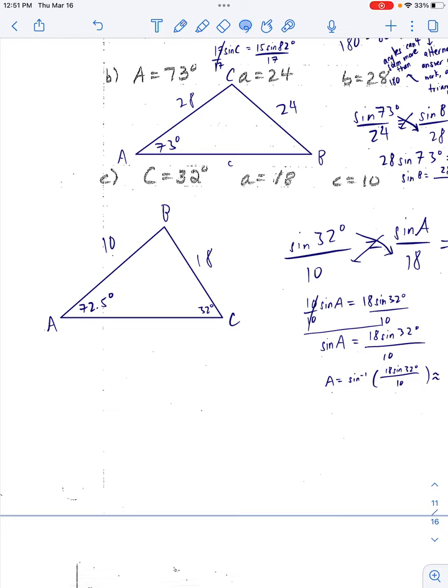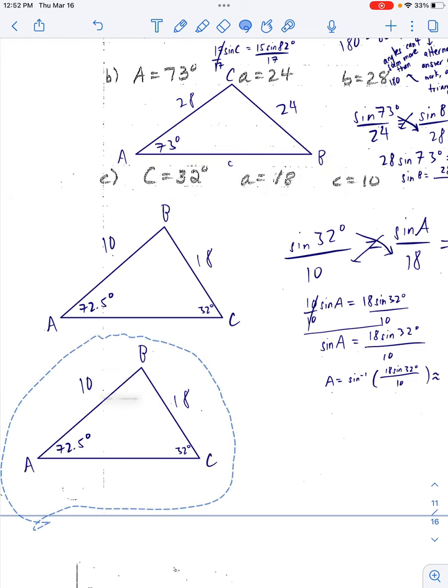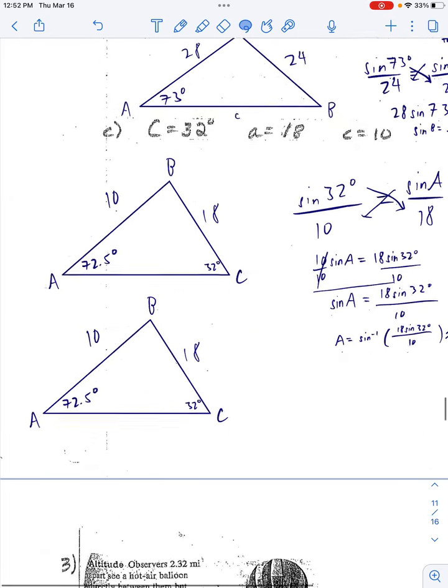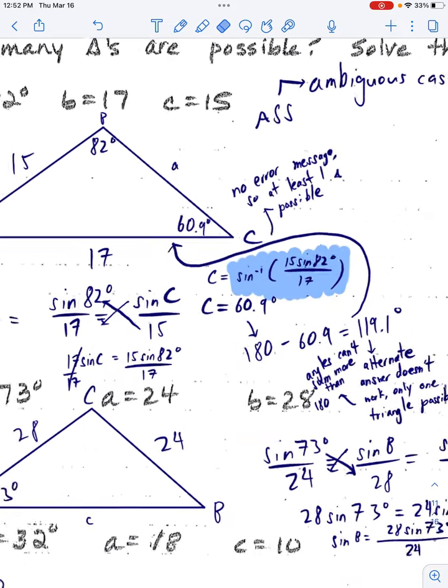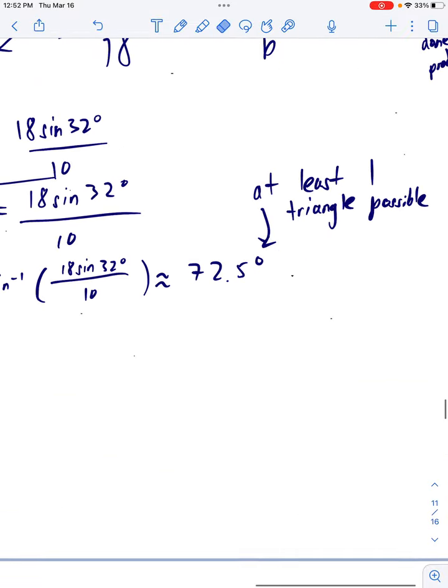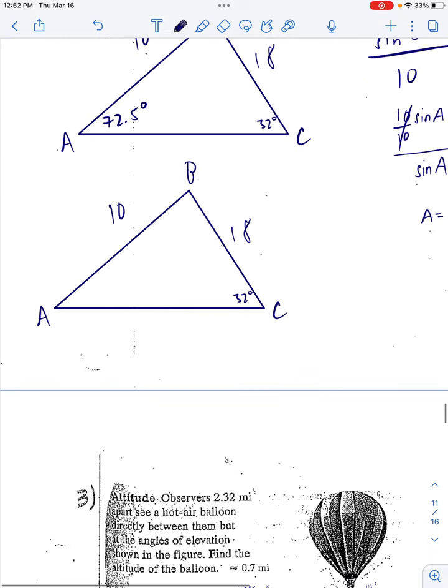All right, here's where the magic happens, okay? I'm going to copy this triangle. There's another alternate answer that we have to check to see if it works, okay? If it does work, we'll have 2 triangles possible. If it doesn't work, we'll just have 1 triangle possible, like we saw in part A, okay? So again, to find that, we take our first answer and subtract it from 180, right? That gives us 107.5 degrees, okay? So instead of putting 72.5, let's put 107.5 degrees there.